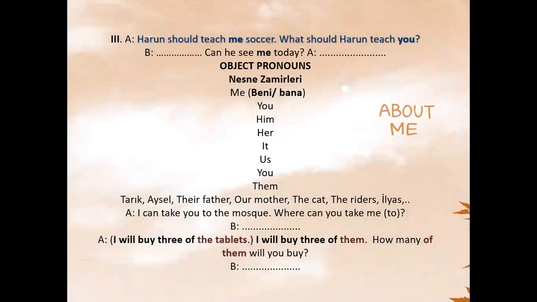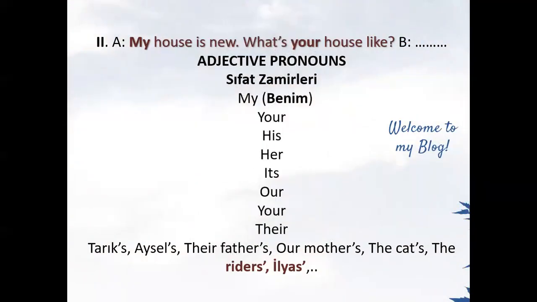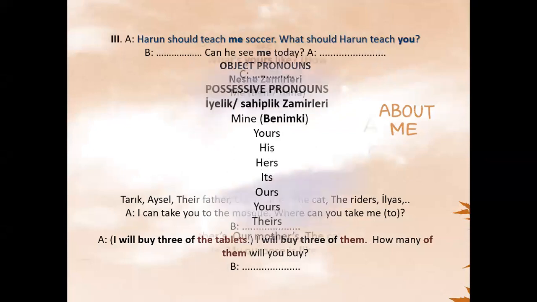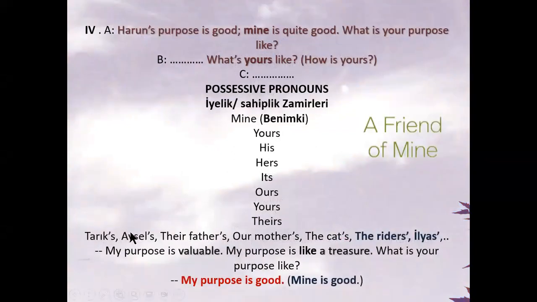Here, what is adjective pronoun? Which one? Where is adjective pronoun? Yes, Tarık's. Here we should say, how is Tarık's purpose? But here, how is Tarık's is enough. How is Tarık's? How is Aysel's? My purpose is good.